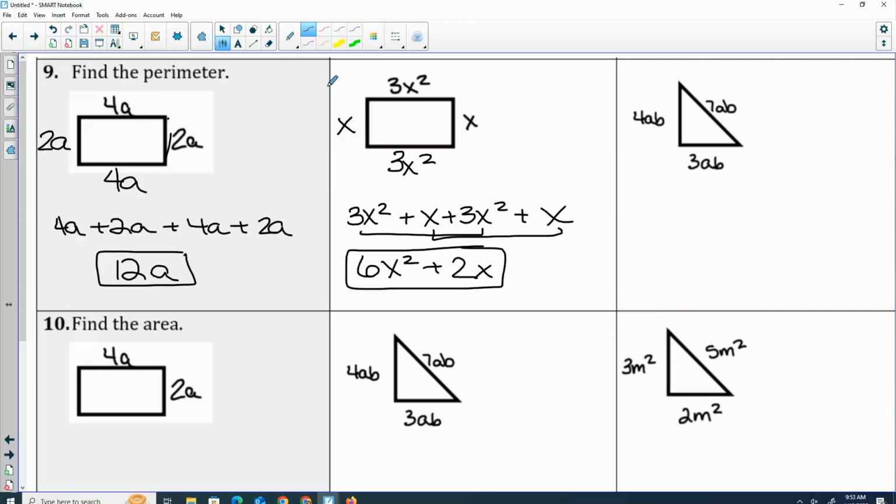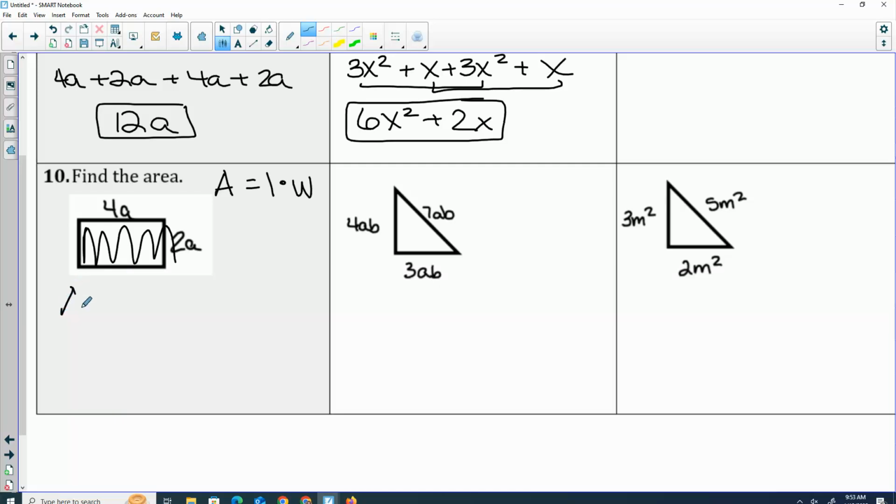Alright, so perimeter is distance around the outside. Area is the amount of stuff on the inside. For a rectangle, area is length times width. So if I want this area, my length is 4a, my width is 2a. 4a times 2a squared, because each of these is to the first. So perimeter, you add them, area, you multiply them.